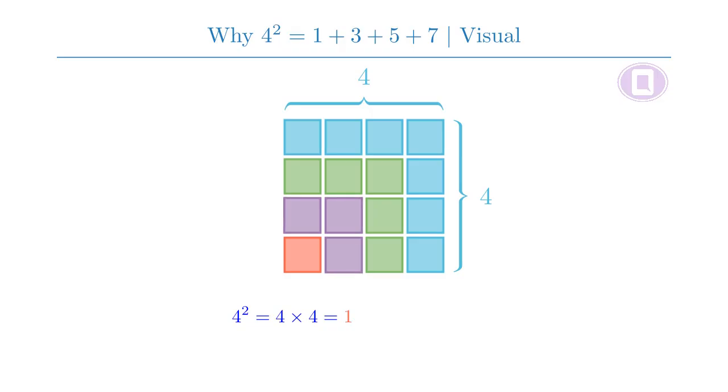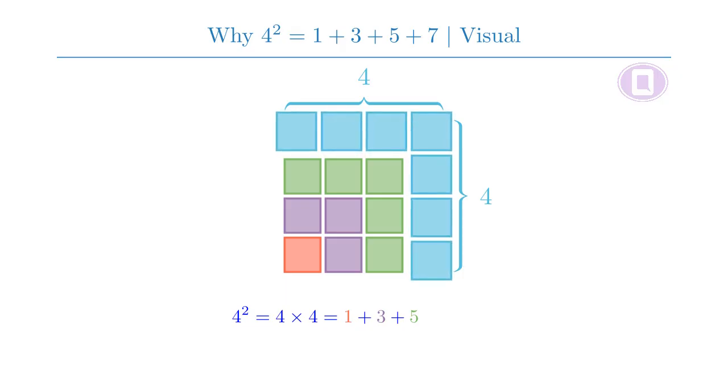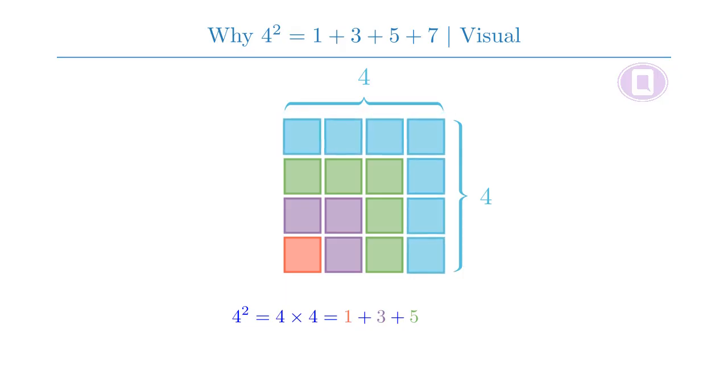The second L-shaped layer wraps around the first, adding 3 additional square units in purple. This contributes 3 square units to the total area. Next, the third layer contributes an additional 5 square units in green. The square grows by odd increments. Here, a new layer of 5 units contributes to the expanding total area. Finally, the fourth layer adds 7 more square units in blue, completing our L-shaped pattern.